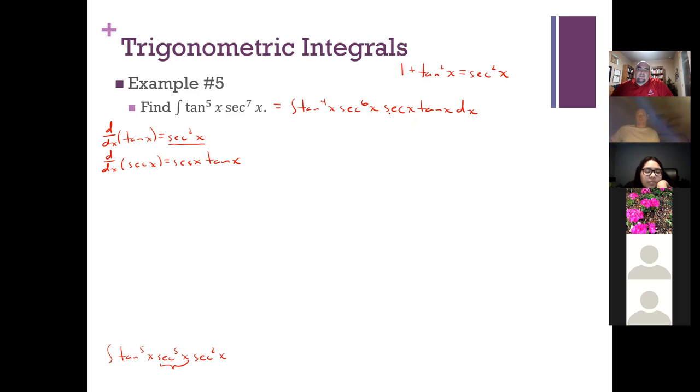So we know we're trying to get to a place where we have secant x tangent x. Basically, this right here is going to become our du. That's our goal. And to get this as a du, what does my term for u need to look like?